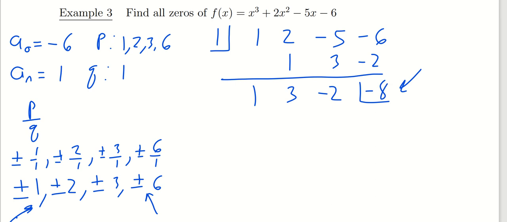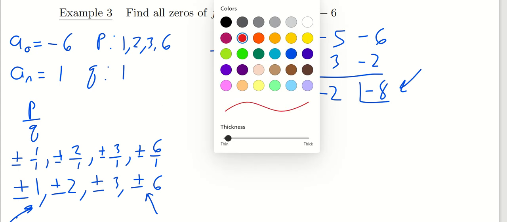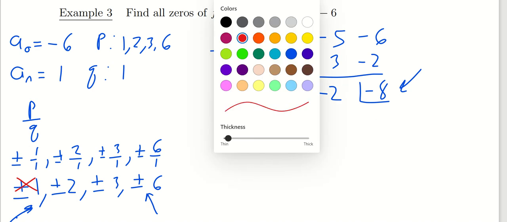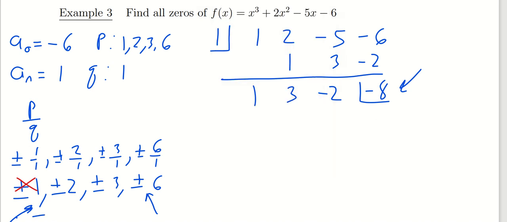So what does that tell us? Well, we got a non-zero remainder, which means that in terms of our candidates, positive 1 will not work. Okay, so positive 1 is not a 0 of this function. We still have negative 1 as a potential candidate, but at least for right now, we know that positive 1 is not going to be a rational 0.